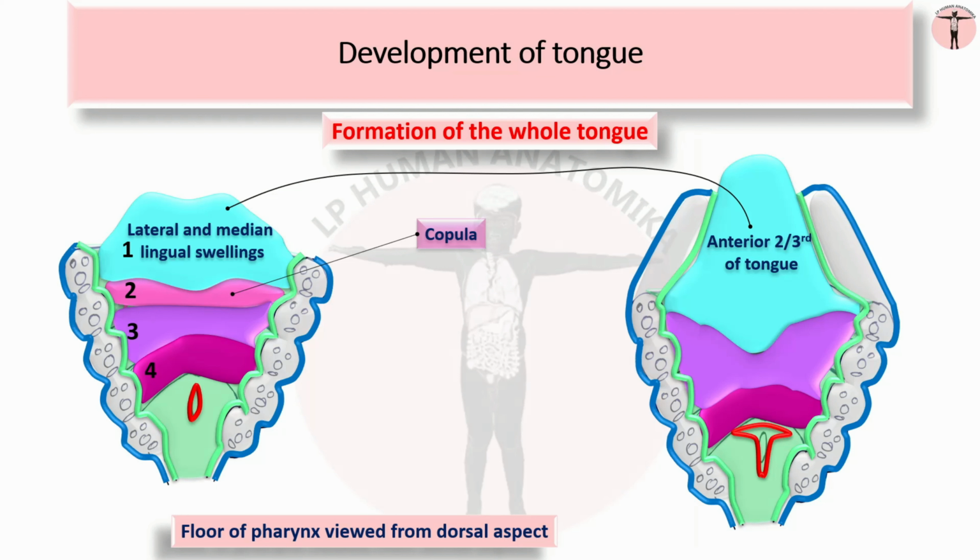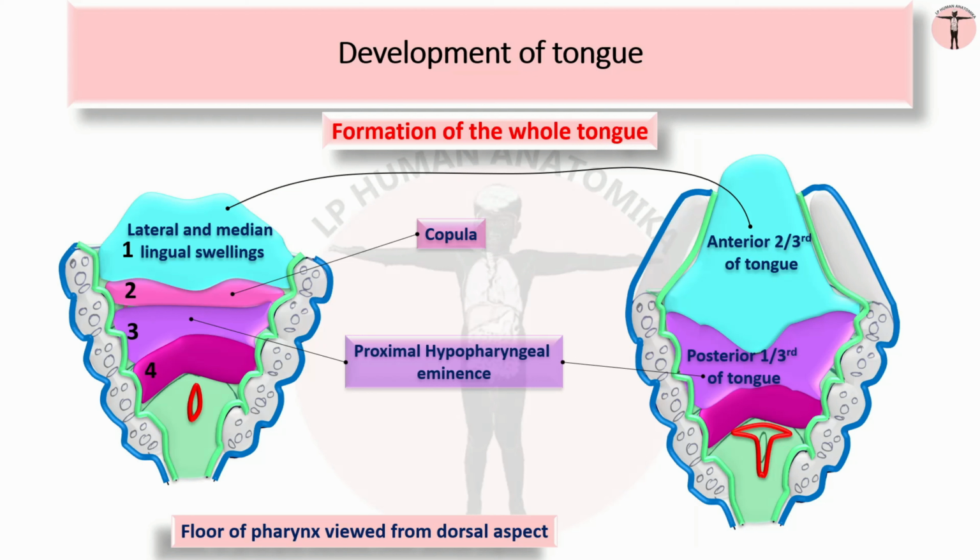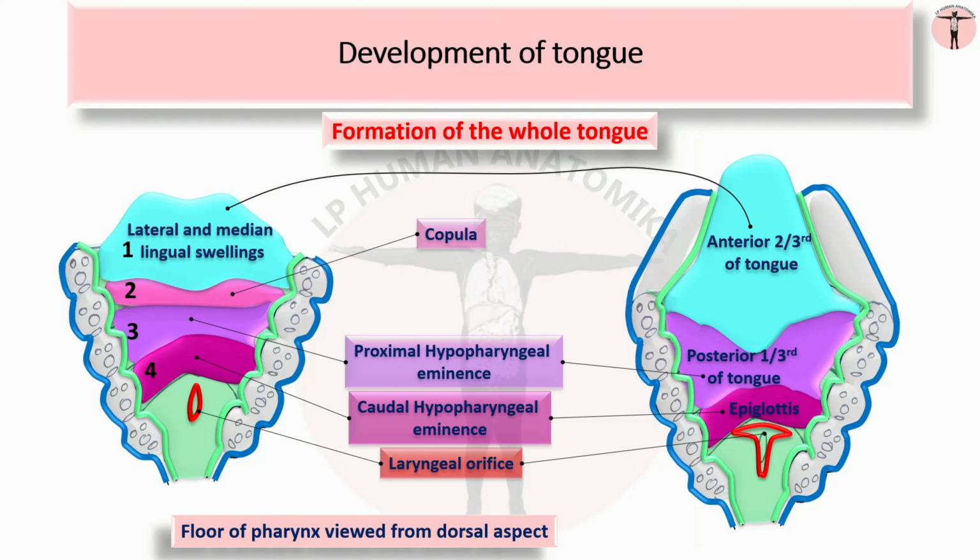The 3rd swelling, hypopharyngeal eminence, develops into 2 parts of the tongue. The cranial or proximal part of hypopharyngeal eminence gives rise to the posterior 1/3 of the tongue, and caudal part of the hypopharyngeal eminence gives rise to epiglottis and vallecula of the tongue. Vallecula is the part present between the posterior 1/3 of the tongue and epiglottis. Behind the hypopharyngeal eminence is the laryngeal orifice, which develops into the laryngeal inlet of the larynx.